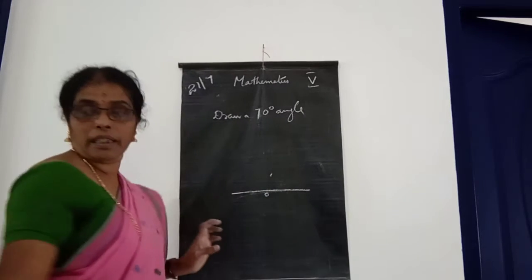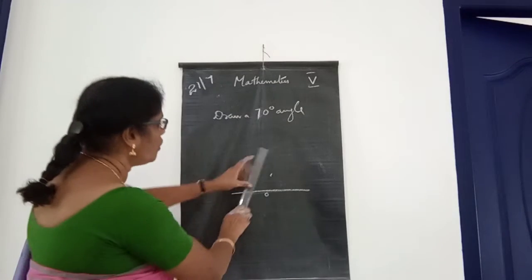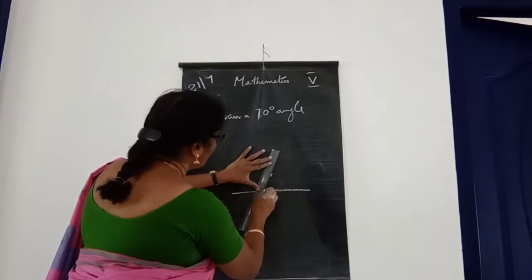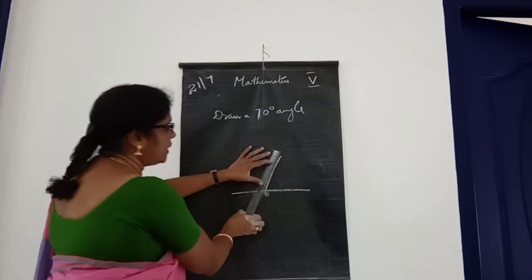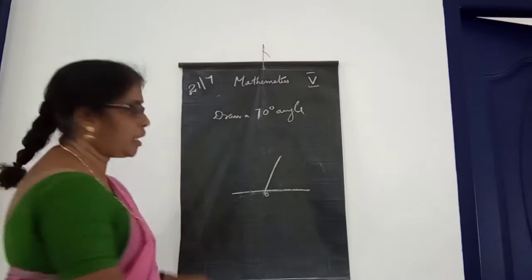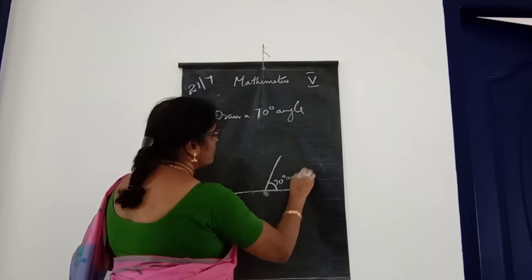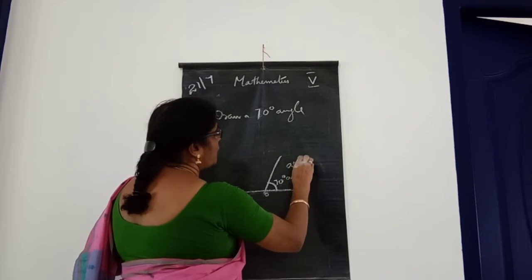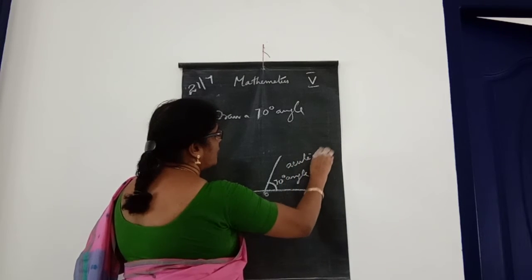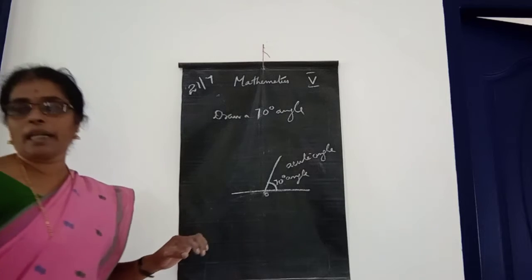Then 70-degree means that it is below 180-degree. Below 180-degree. So that is an acute angle. A 70-degree angle is an acute angle. Okay.